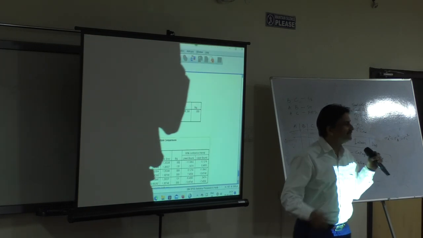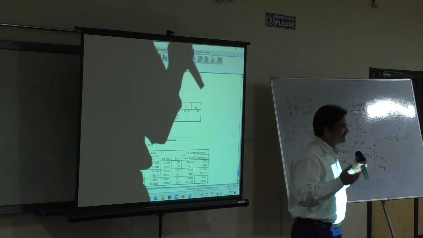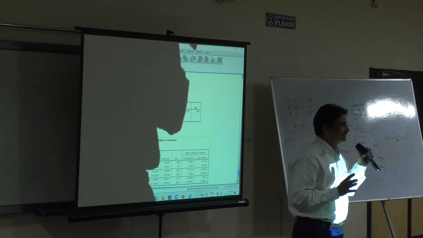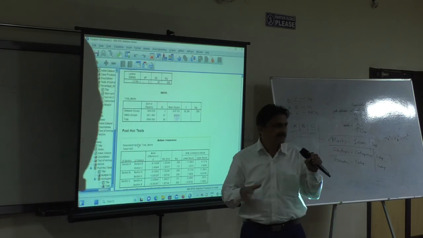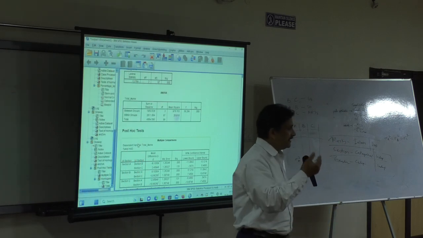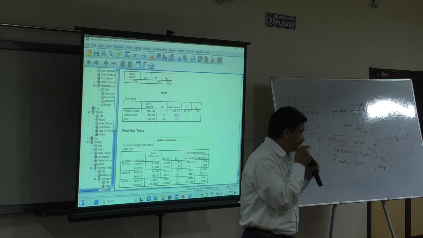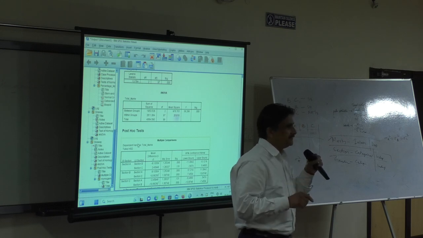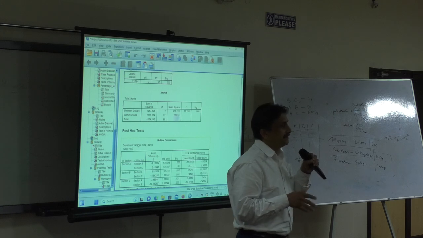Obviously. We had only two sections. So whichever mean is better, that we can finally conclude. There is no need for us to do post-hoc. So it becomes very obvious there. But here we have three groups. Okay? And then the significant F value will only permit us to say whether they are the same or different.